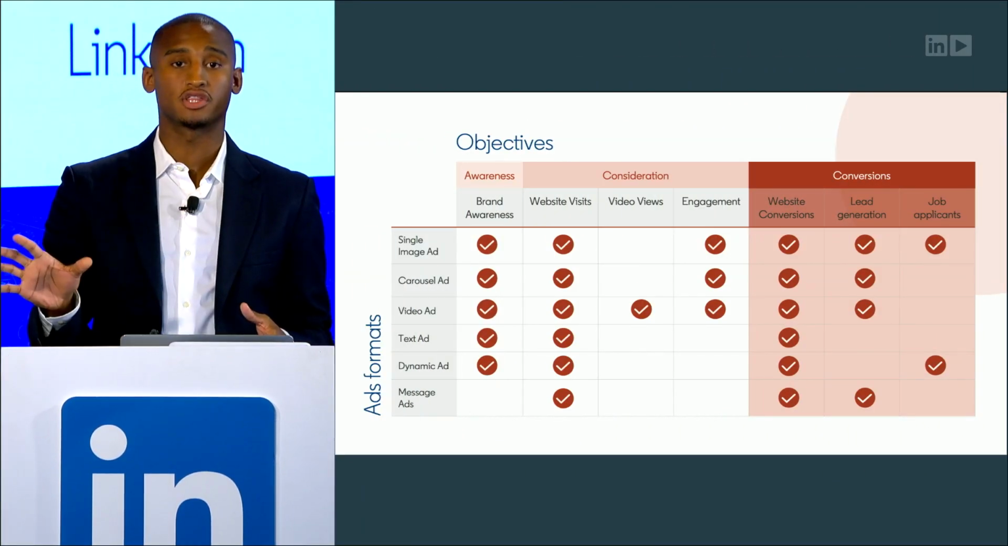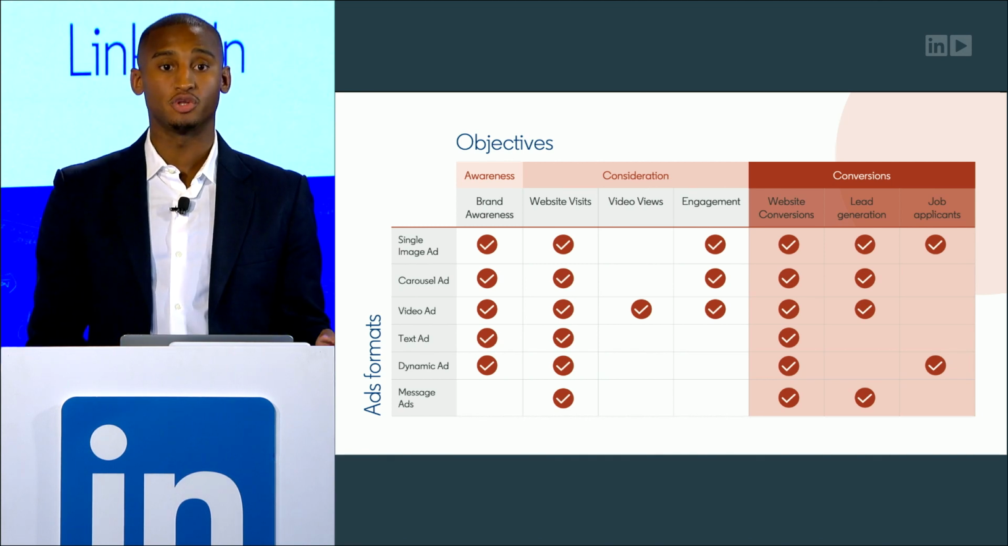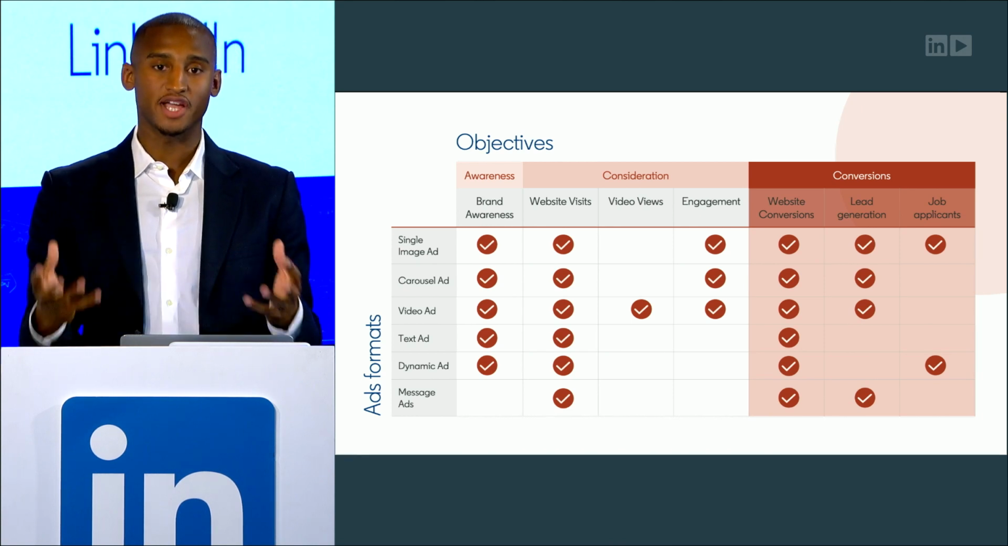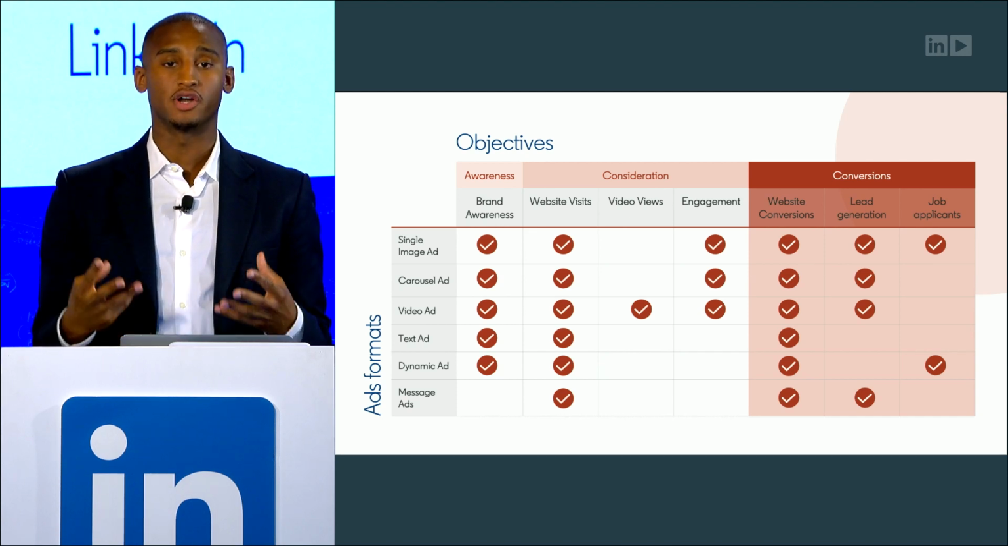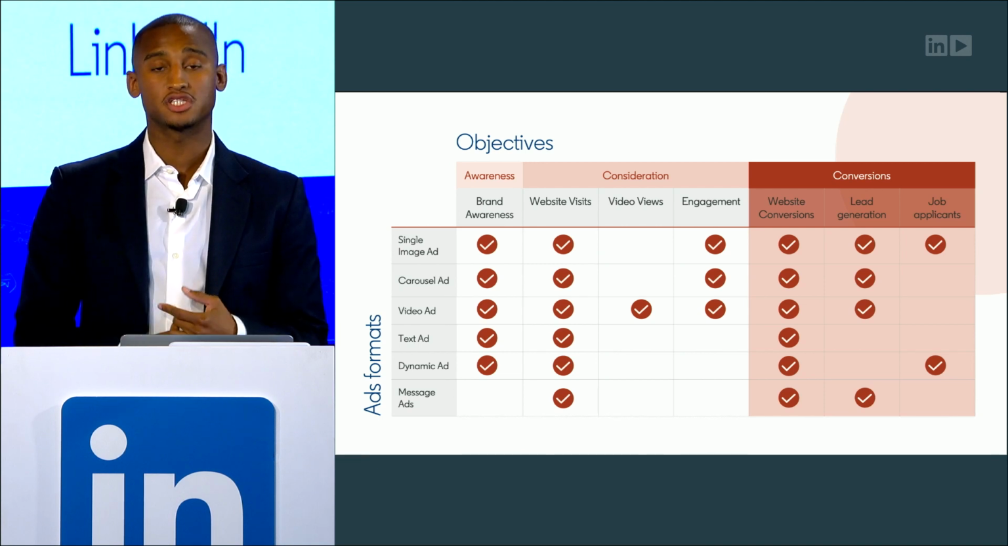So just to cover what those objectives are, under the awareness part of the buying cycle, you have the brand awareness objective to choose. Under consideration, you have website visits, video views, and engagements as the 3 objectives that you can choose. And then under conversions, you have either website conversions or lead generation.